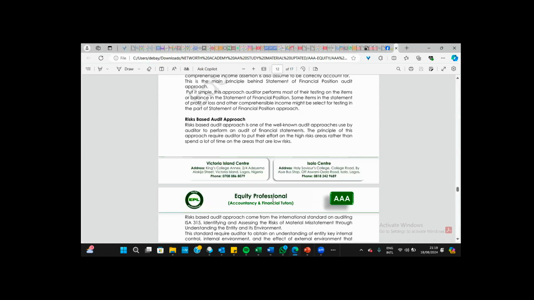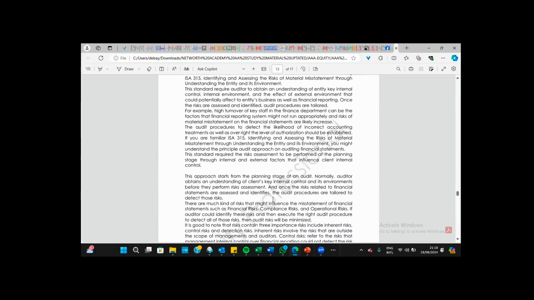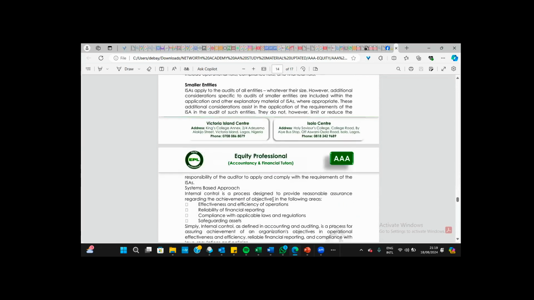System-based approach. That's the last one. I've talked about the substantive testing audit approach. I've talked about the statement of financial position audit approach. I just finished talking about the risk-based audit approach, right? The last one is called what? System-based audit approach. We'll come back to explain this one later. Don't worry. System-based audit approach. This is it here.